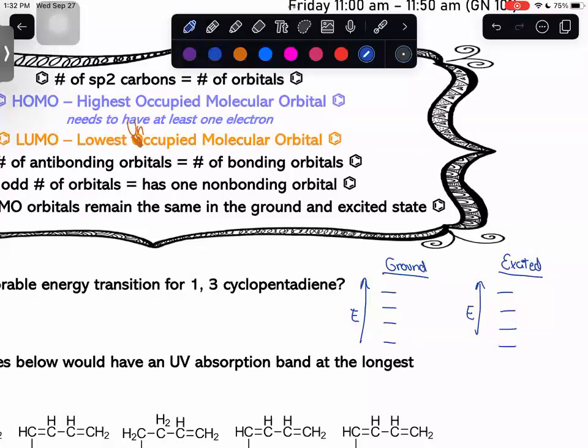Chose pi 3. Give him. If that's HOMO to LUMO, then yes.